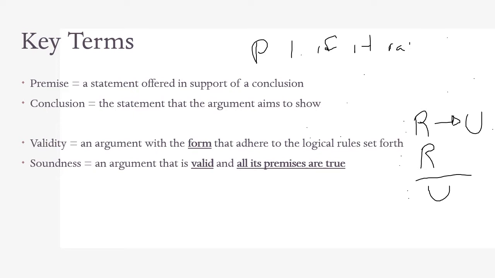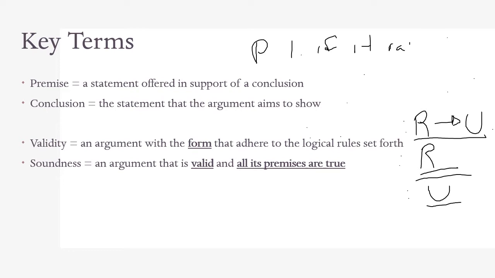Validity is going to say that this is a good structure, such that when you have a statement like this, followed by a statement like this, then this statement necessarily follows. And that's built into our logical rules. The structure itself is going to work no matter what. R can represent anything in this case. So let's say that if the Martians raid, then they will uncover Earth.